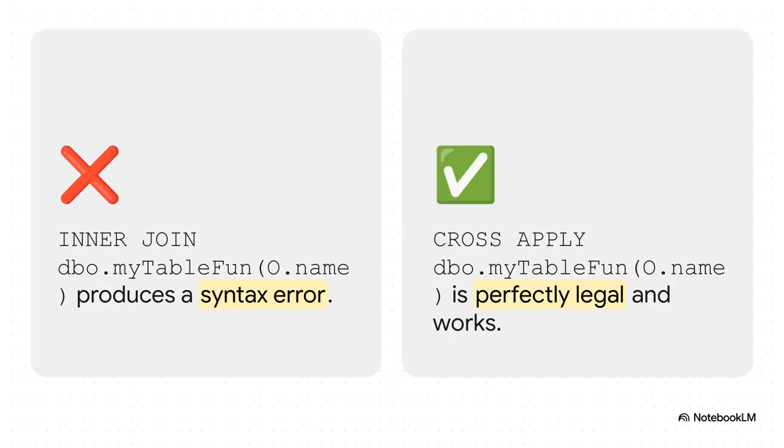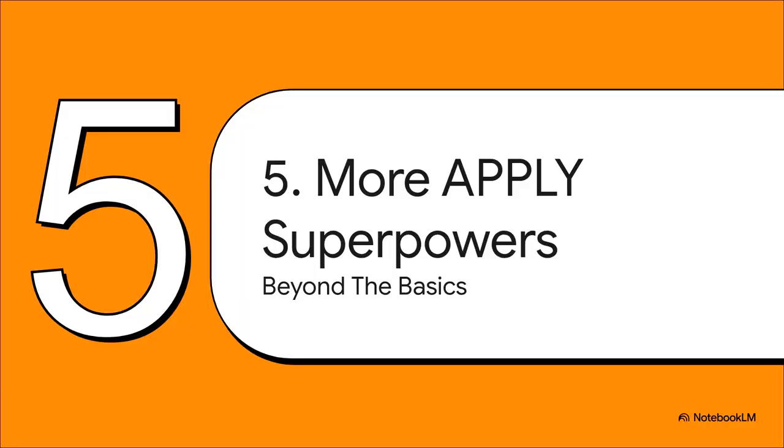This power is actually the main reason apply was created in the first place, for using table-valued functions. If you try to pass a column into a function as part of an inner join clause, you get a big fat syntax error. SQL just says no. But swap that inner join for a cross-apply, boom! It works perfectly. It's perfectly legal and does exactly what you'd expect. But wait, there's more. Solving top-N problems and calling functions, that's just the beginning.